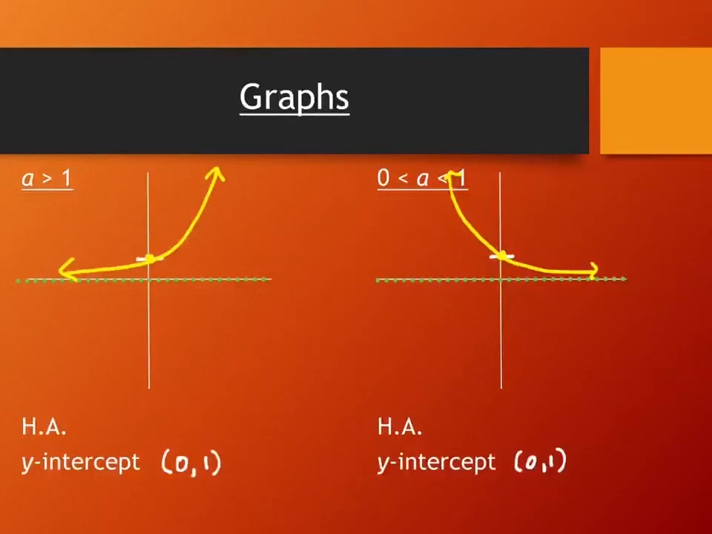So I have horizontal asymptotes here. And again, remember, those are not 0. They are y equals 0. They're equations of lines. So I always have a horizontal asymptote at y equals 0 and y-intercept at 0, 1 for the basic ones.